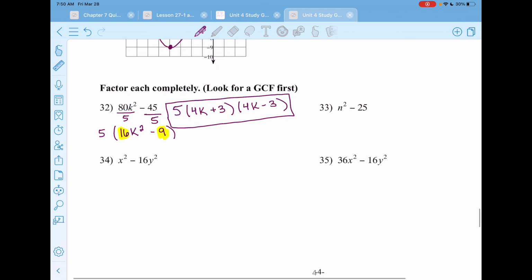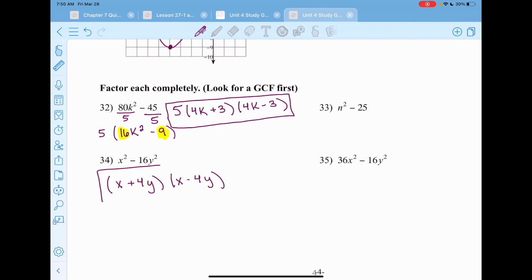And let's try 34. Both x squared and 16y squared are perfect squares. The square root of x squared is x, and the square root of 16y squared is 4y. So I will have x plus 4y and x minus 4y. And there was no greatest common factor, so there is no number on the outside.